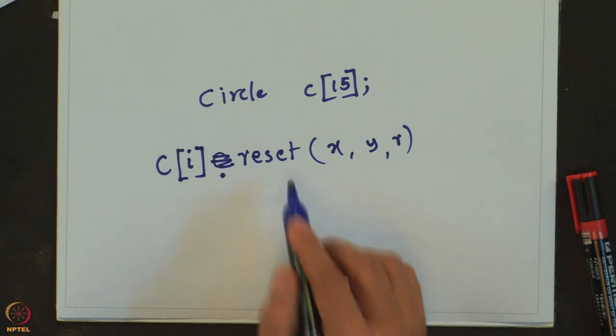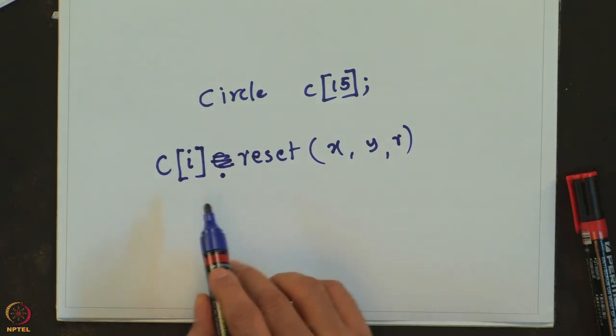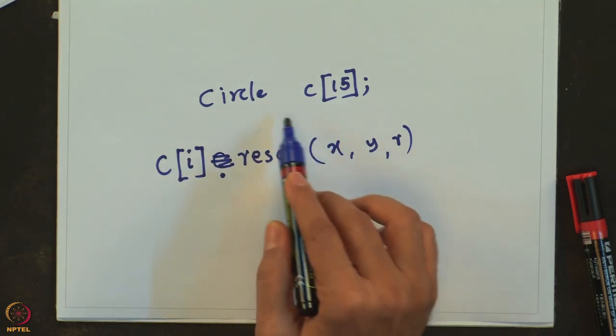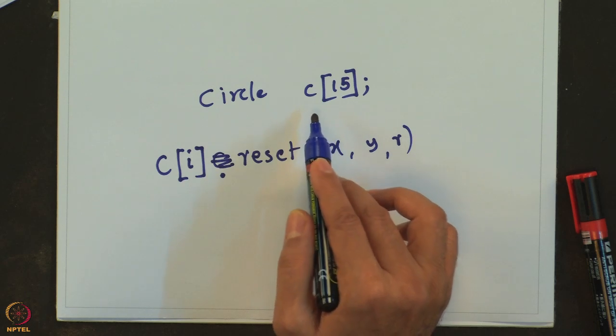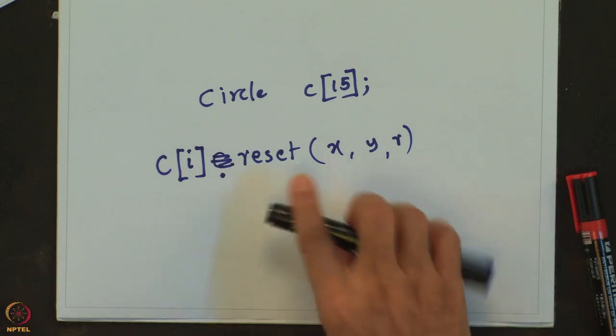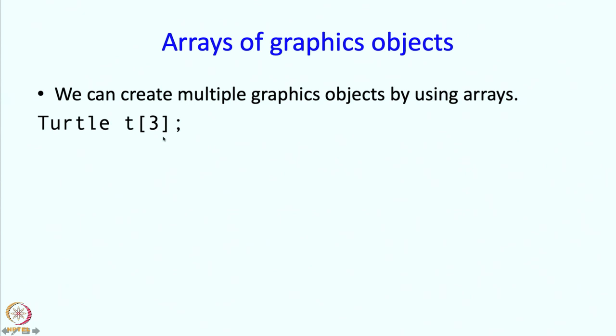The reset command is discussed in chapter 5 of the book. So, this for circles will indeed create an array of circles, but they will not have radii, they will not have centers, they will be dummy circles until you do this reset. But coming back to turtles, if I issue this, you will indeed get turtles on the screen, but they will be sitting in the same position, which is the center of the screen, all pointing to the right.